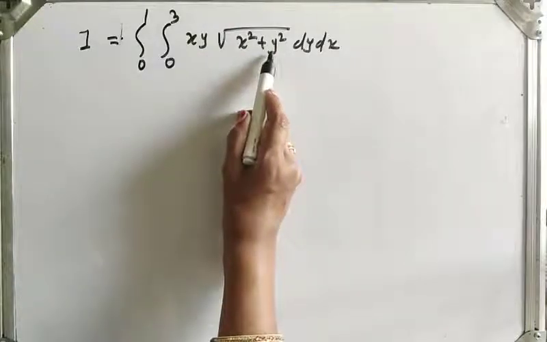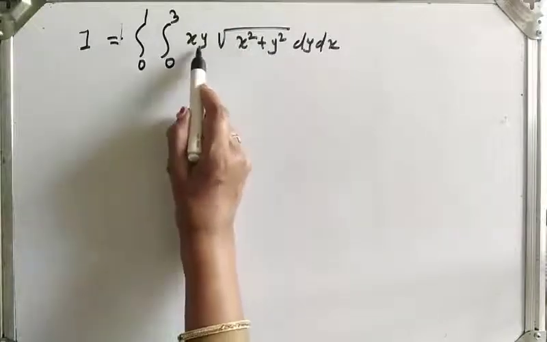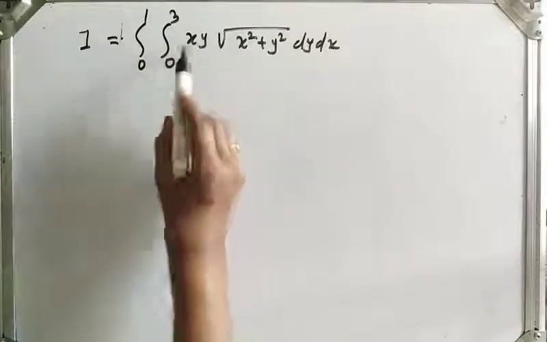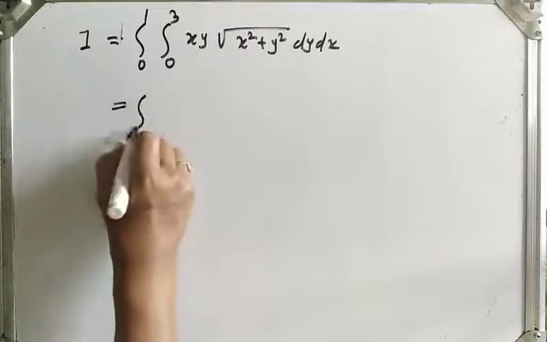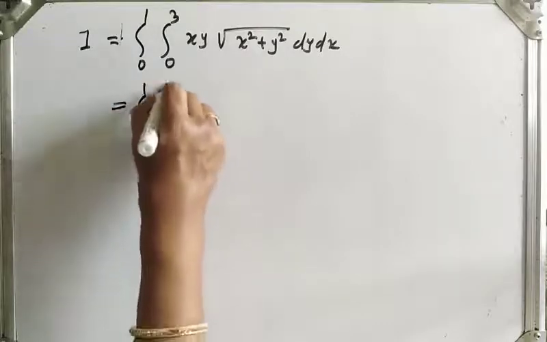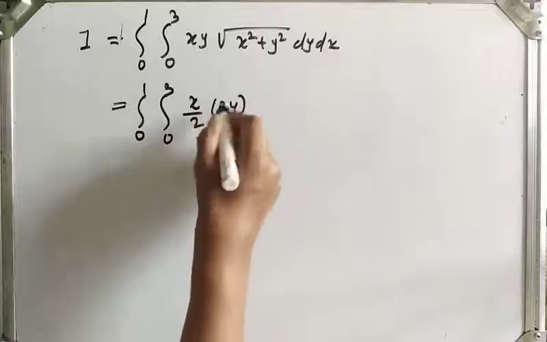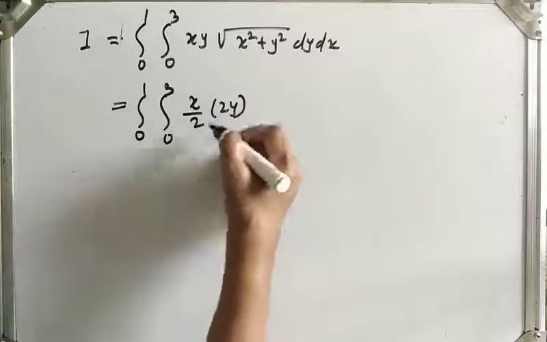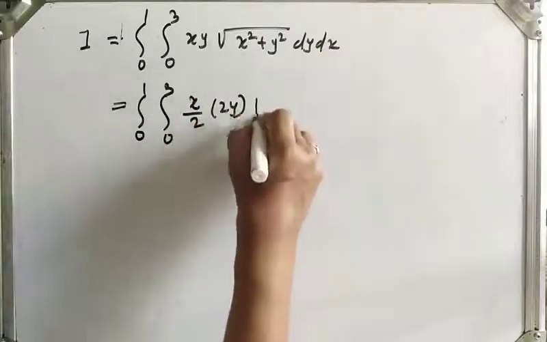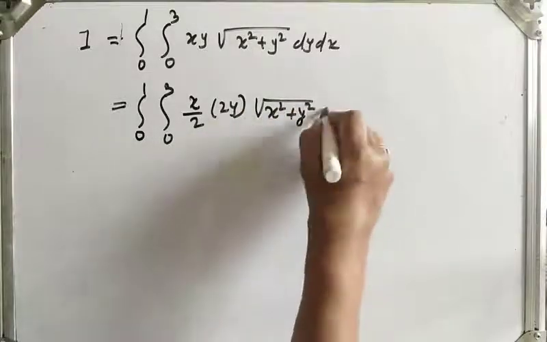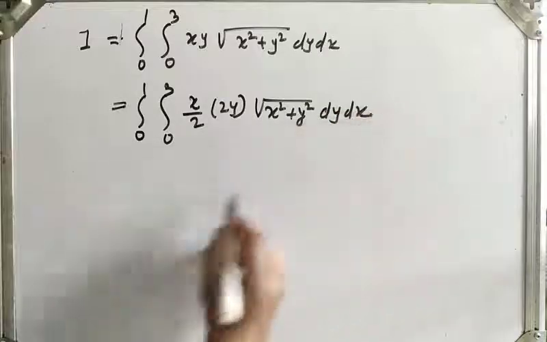Its derivative with respect to y is 2y. Y is here, so we need to multiply by 2, and to adjust we will divide by 2. So I is equal to the integral 0 to 1, 0 to 3, of x upon 2 into 2y. The 2 will get cancelled, x into y is there, square root of x square plus y square into dy dx.